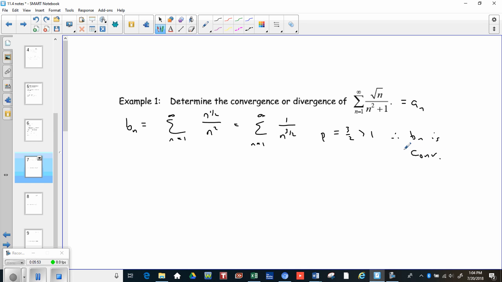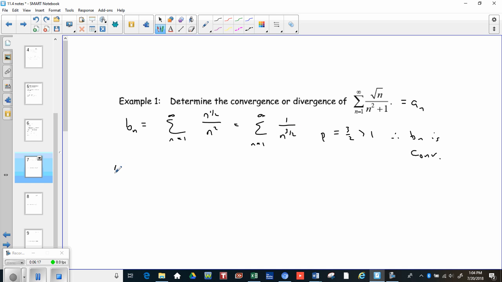Okay, so now, because we know b sub n is convergent, when we take the limit comparison test, we're going to compare this series with this series by doing the ratio and taking the limit of those. If we get a finite value other than 0, then we know that a sub n is also convergent. If we get 0, or if the limit does not exist, or infinity, then we know that we have to try something different.